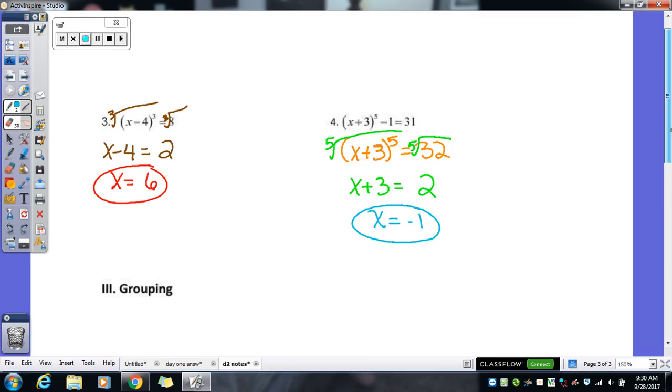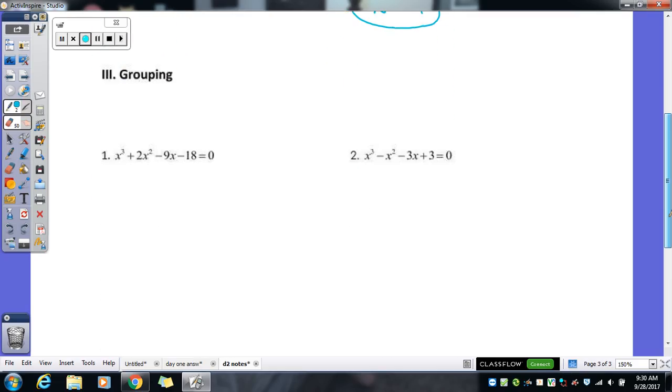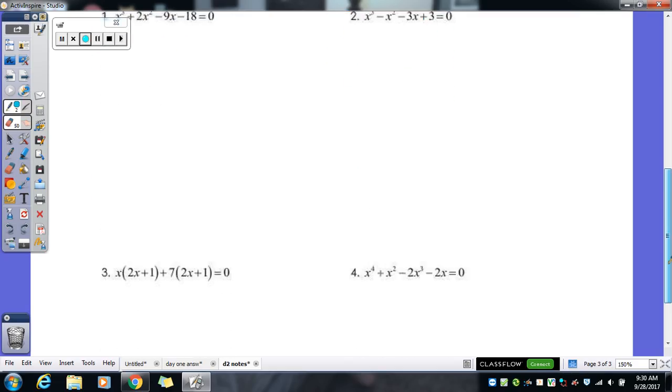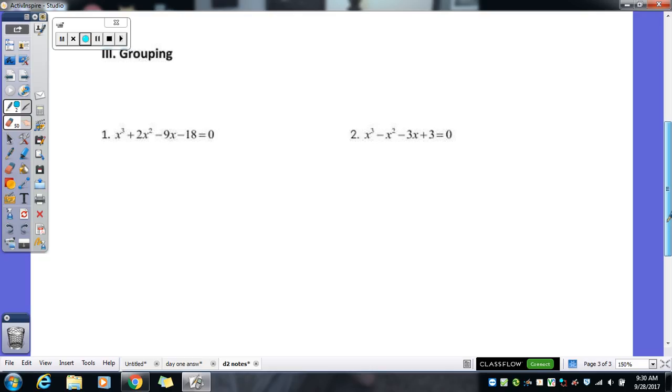Alright, then we got few more. So we're going back to our factoring, only we're using our factoring by grouping. Again, we know to factor by grouping because we have how many terms? 4. That's always your hint. You're going to factor by grouping if you got 4 terms. So group the first 2, group my last 2.